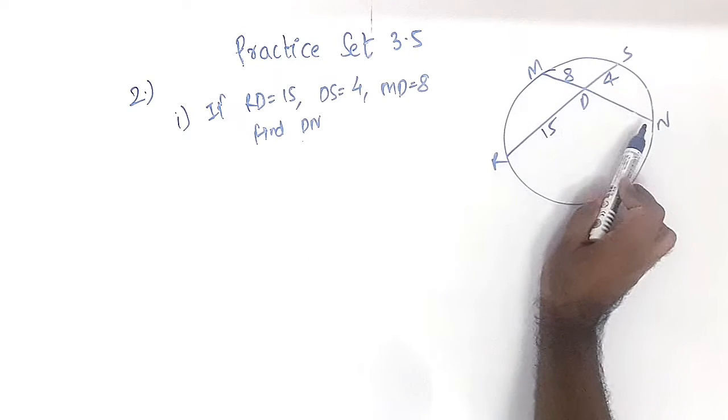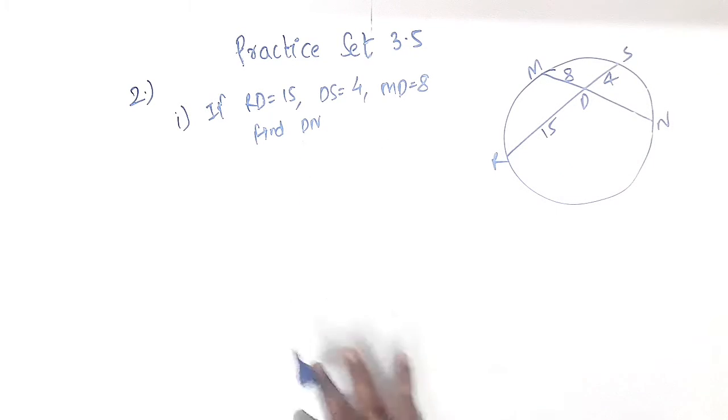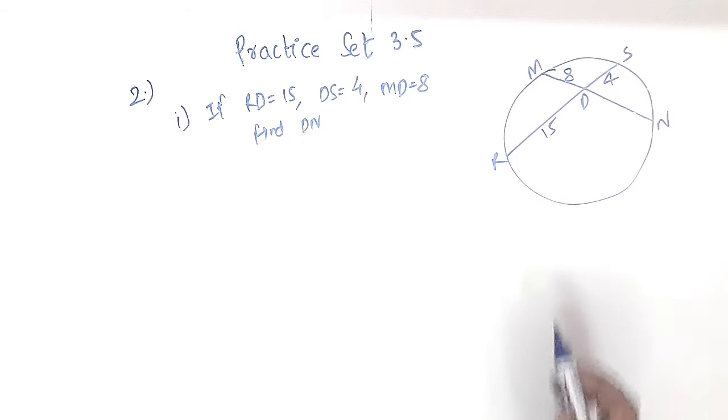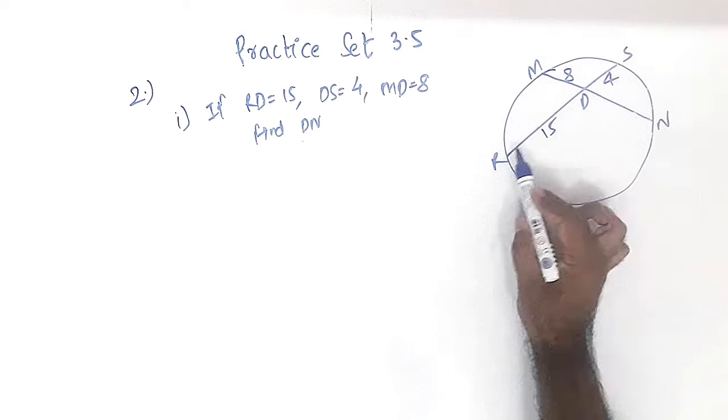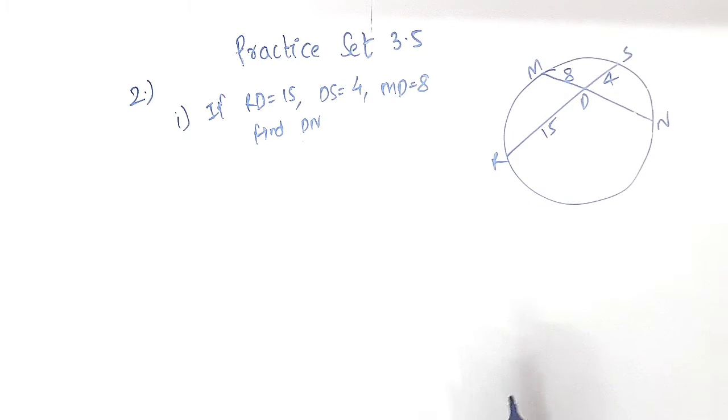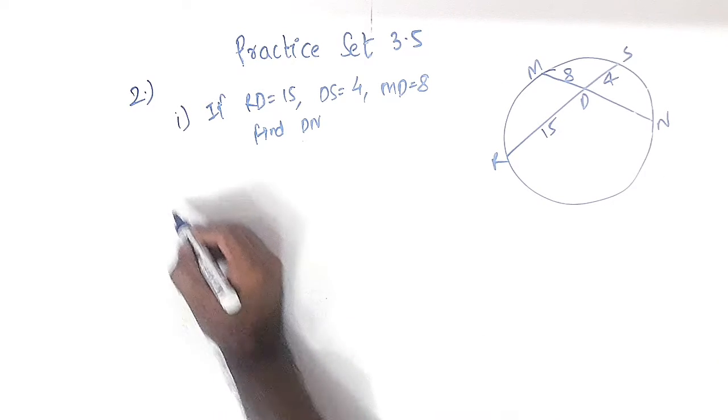Then question number 2 given is RD is 15, DS is 4, MD is 8 and we have to find DN. This is just the first part. The second part of the question we'll do afterwards. But here you can see there are two chords that are meeting inside the circle. There is a separate property for two intersecting chords.